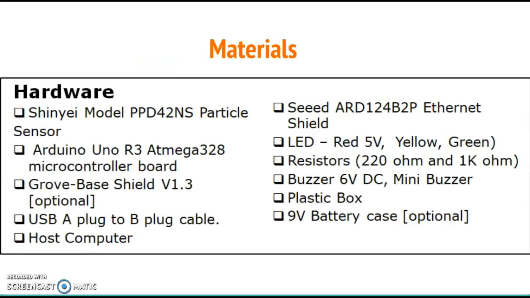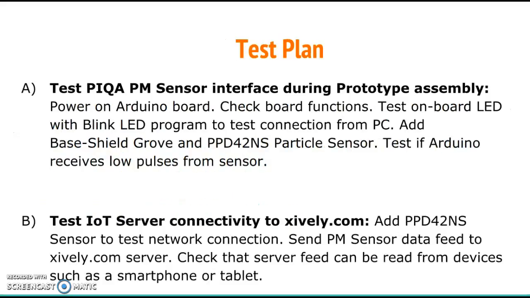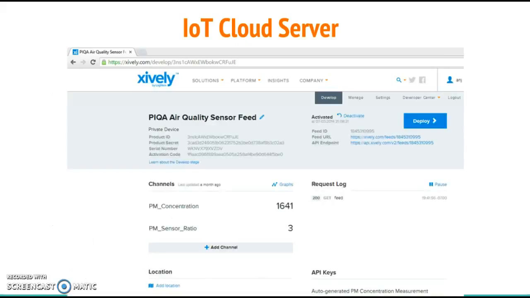And this is the hardware. So particle sensor, the microcontroller board, LED, resistors and buzzers, and the software. So an IoT platform server, the Arduino IDE, Android SDK, Fritzing software, and the Xively library API, which is the IoT Xively platform. And so for my test plan, I had to test the sensor interface during prototype assembly, the LEDs and the particle sensors, and make sure it's receiving those low pulses from the sensor, and test the IoT connectivity. And here's Xively, and you can see the PM concentration reading below.